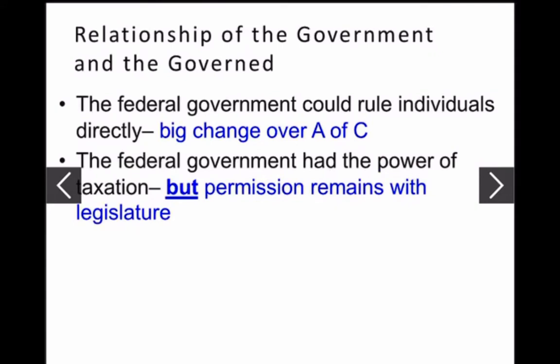When it comes to the federal government, it had the power of taxation, but it still needed the permission from the legislature, right? So they still need to debate it. They still need to agree democratically. It still needs to be put up to a vote, and it still needs to pass with a majority, right? In essence, giving the power to the people, which is what they wanted, right? No taxation without representation. Well, here you go. This is how it's going to work from now on.